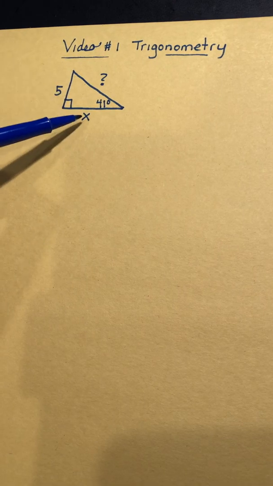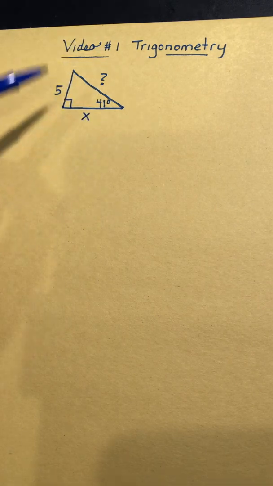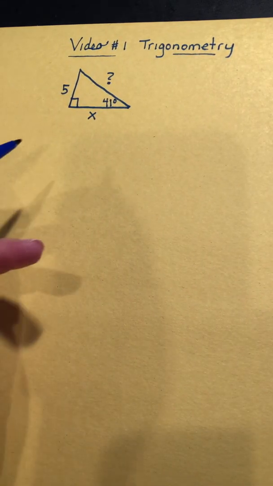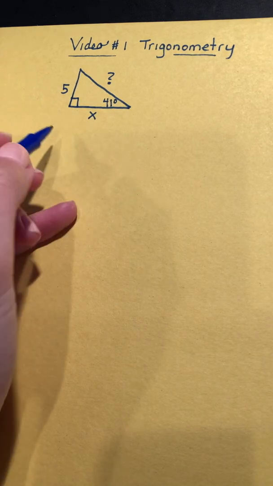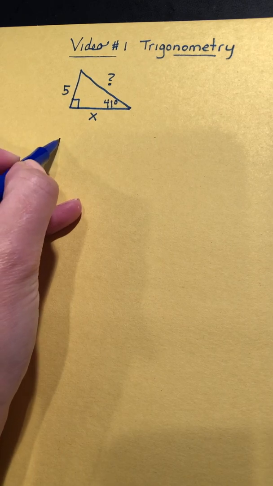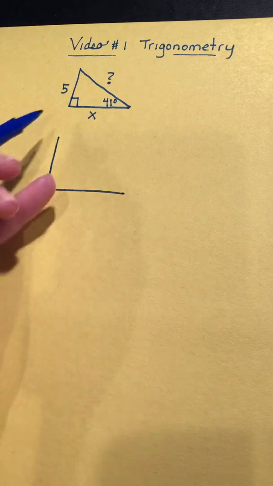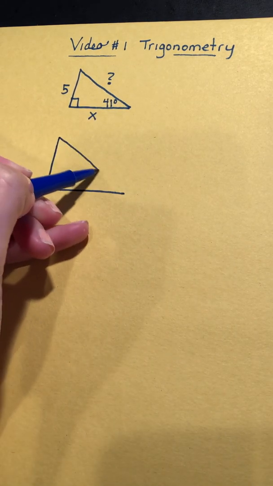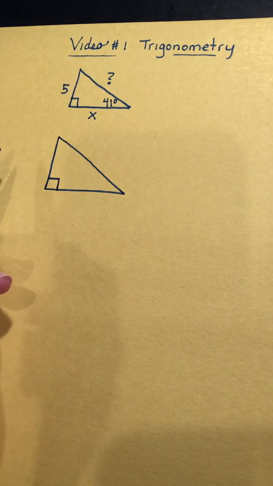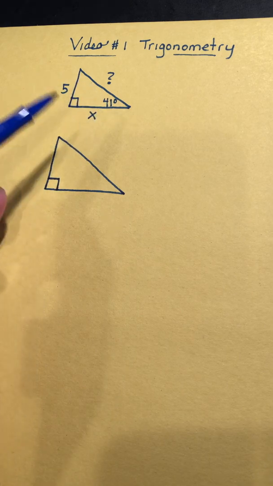So in this kind of situation, we're going to need some new formulas. We're going to need a new way to figure out what's x and what's question mark. Okay? So the first thing we want to talk about is labeling the triangle. You're going to learn a general way to label a triangle, and then we're going to talk about some formulas. In these problems, we're always going to have an acute right triangle.